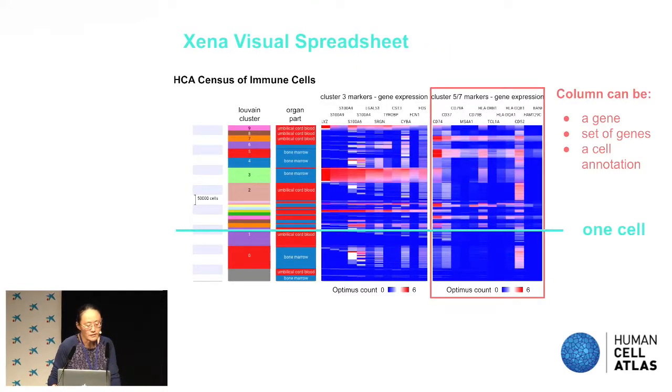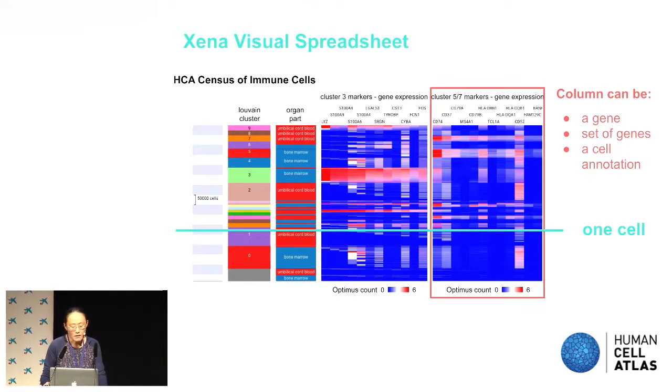So our main visualization is called visual spreadsheet. There are columns and rows in a spreadsheet. Columns can be an expression from a single gene, or expression from a set of genes, or a cell annotation. And a single row is a single cell.